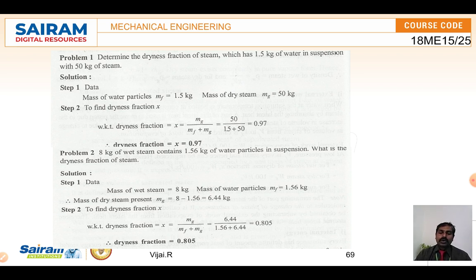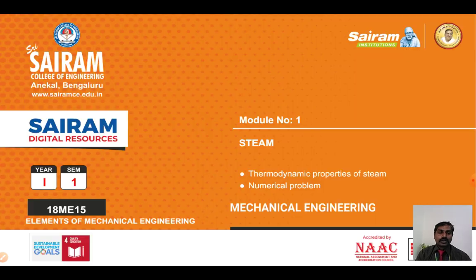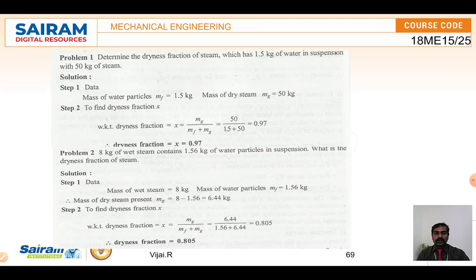So mg we know, mf we know. Using this, we can find the x value, which is mg divided by (mf plus mg). We will get the dryness fraction 0.805. So by using the dryness fraction, we can come to know whether it is a wet steam or dry steam. This is how we are going to find the dryness fractions of wet steam.